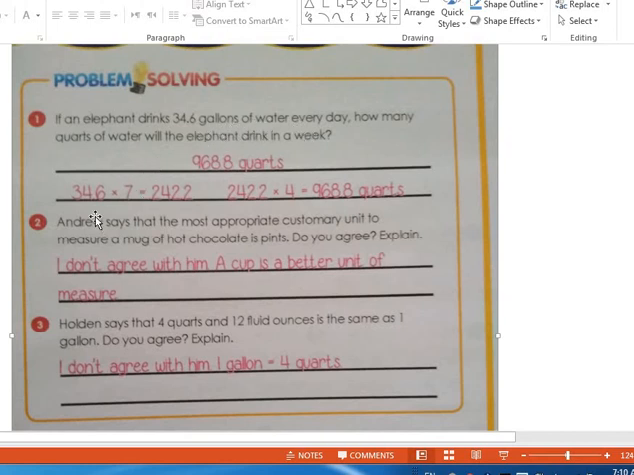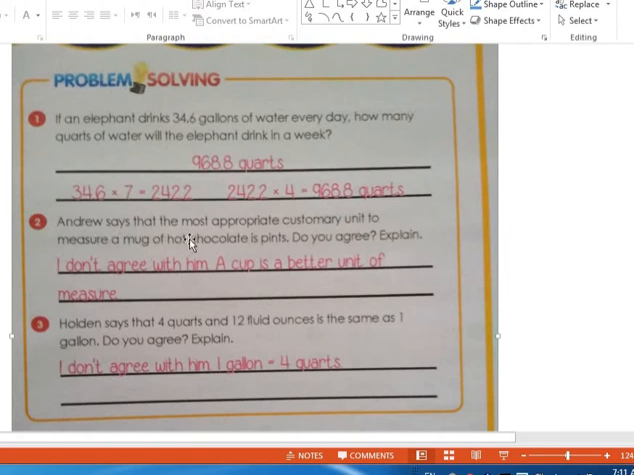I multiply 34.6 gallons times 7 to know in a whole week he drinks about how much water. How many gallons of water? So it gives me 242.2. And when I convert gallons to quarts, I multiply by 4.